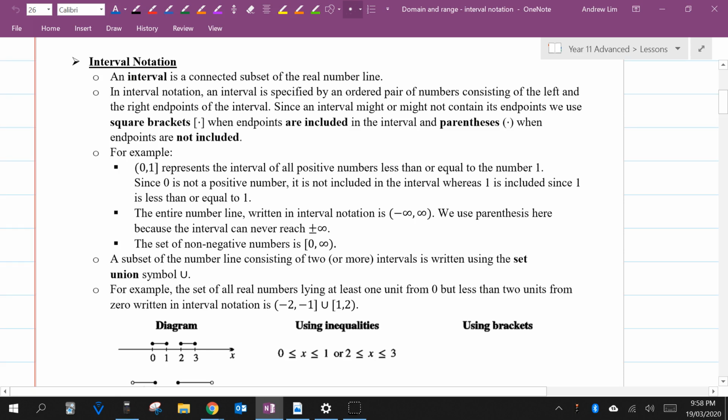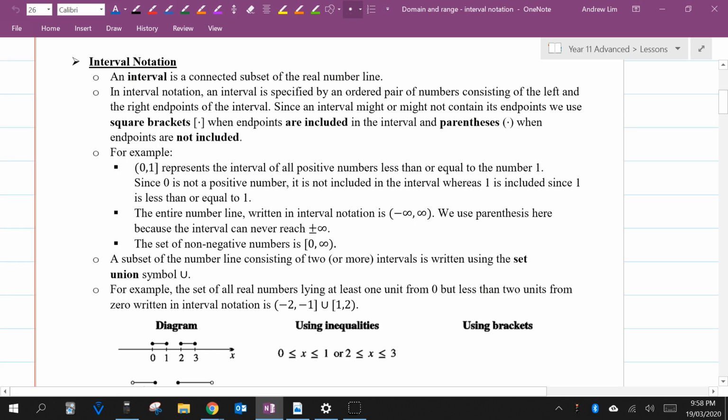So here's an example. Parentheses 0, 1 square bracket represents the interval of all positive numbers that are less than or equal to the number 1. But since 0 is not a positive number, it is not included in the interval, whereas 1 is included since 1 is less than or equal to 1.